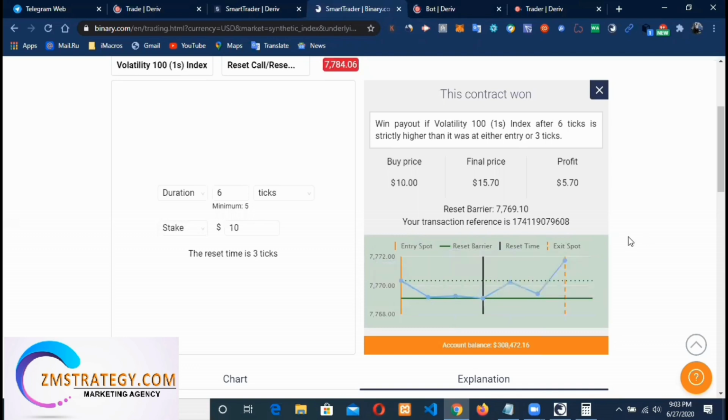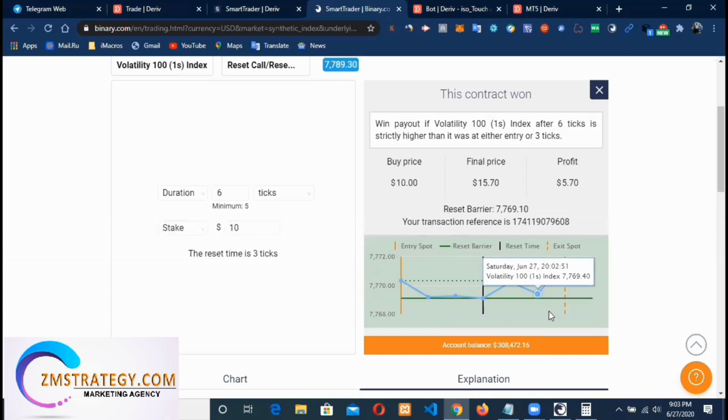Now, here are the conditions. If the last tick ends up above the second barrier, we are going to make a profit. If it also ends up above the fixed barrier, we are still going to make a profit. But the only way that we can lose on this market is if the last tick ends up below the two barriers. That is where we are going to encounter a loss.